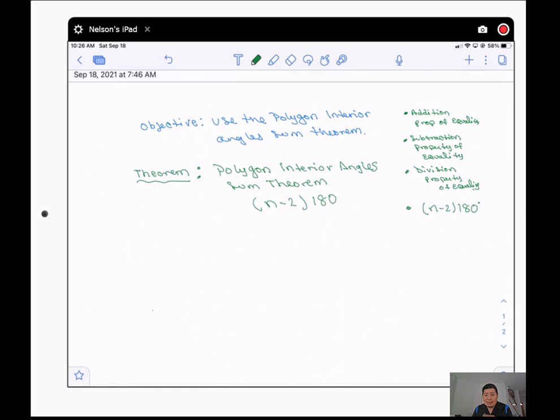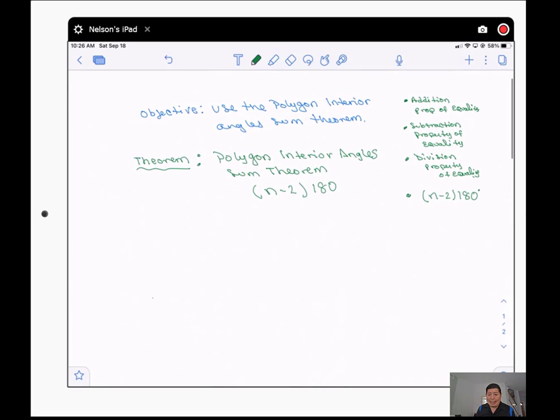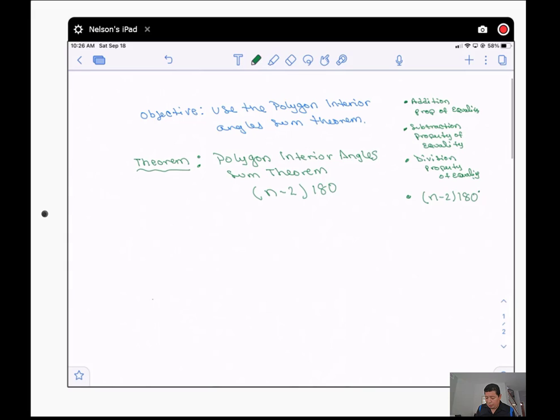If you also notice on the side, I have four bullet points. In order for us to be able to solve a two-step equation, we're going to be using some of those properties. And we are also going to be using this formula over here, n minus 2 times 180. That is the formula that comes from the theorem. All right, so let's begin.